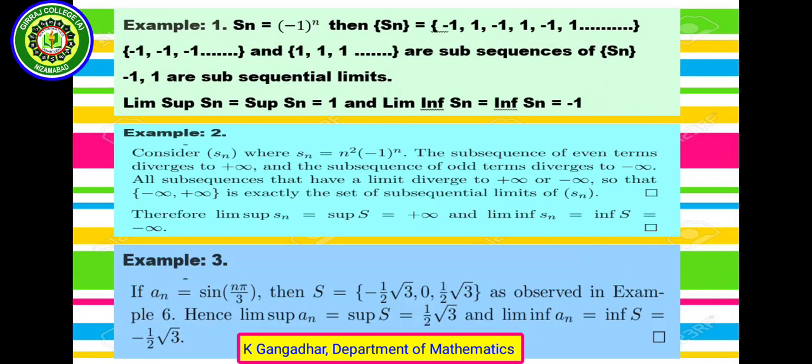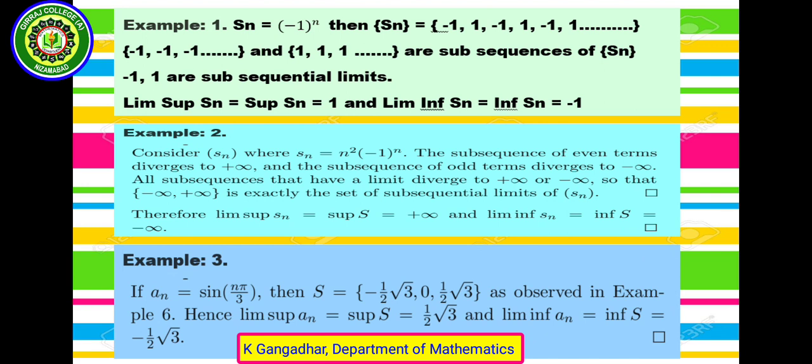So now the first problem. Sn equal to (-1)^n. Then the terms of the sequence are -1, 1, -1, 1, -1, 1, and so on. It is a bounded sequence because the supremum of Sn is 1 and the infimum of Sn is -1. Here the supremum and infimum exist, which means it is a bounded sequence.